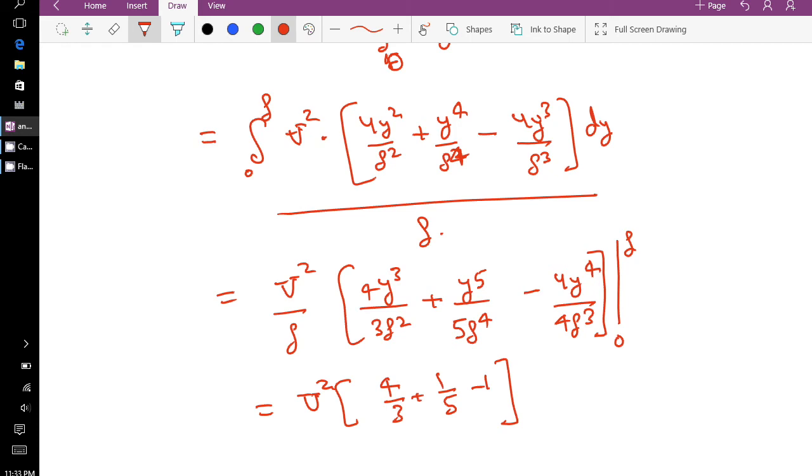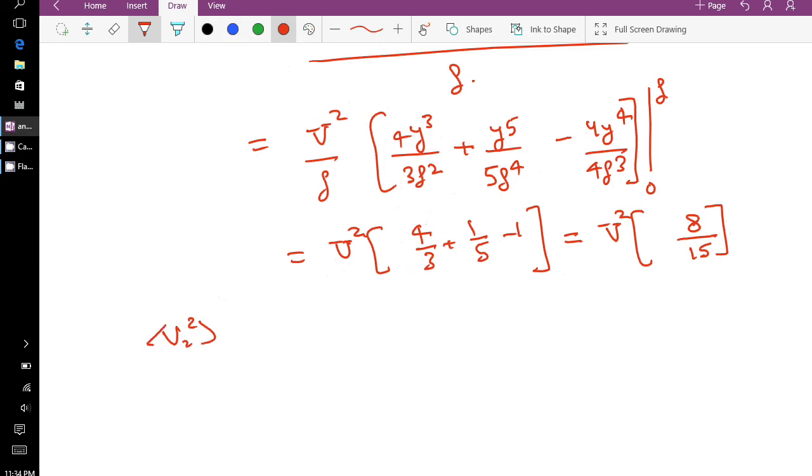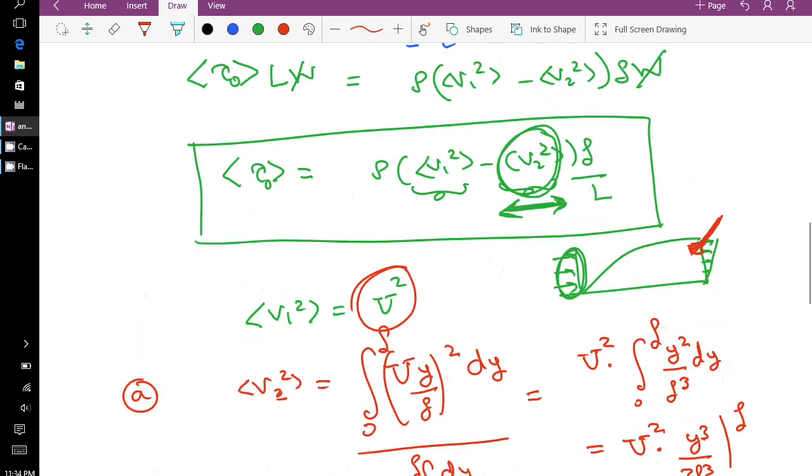Okay. And if we evaluate this, we will take a denominator of 15 here, it will become 8 by 15. Check that. This will be 20 plus 3 minus 15, so basically 23 minus 15, so 8 by 15. And in other words, v2 square in the case of the B part, the parabolic velocity profile, is v square 8 by 15. Okay, so we have both v square now, so we can evaluate tau naught.